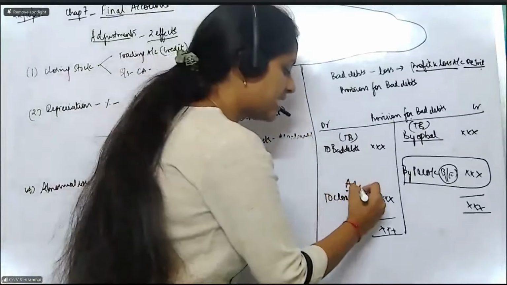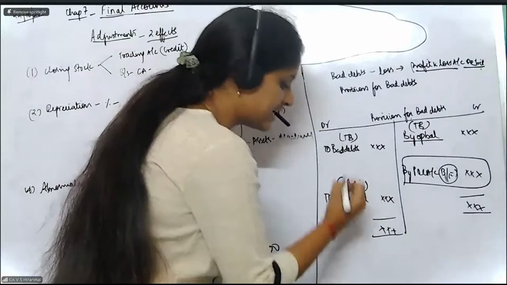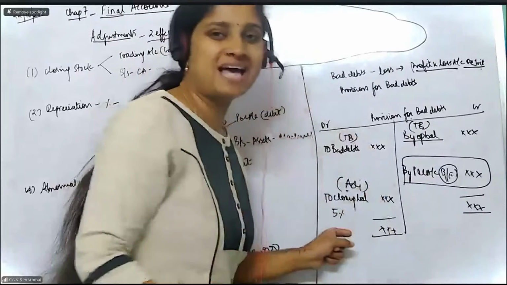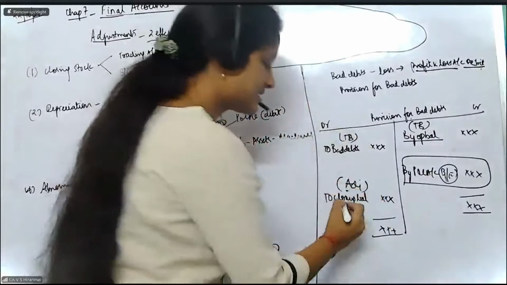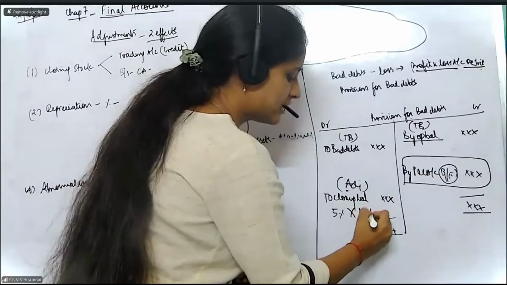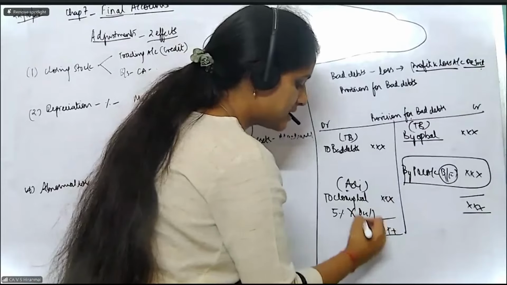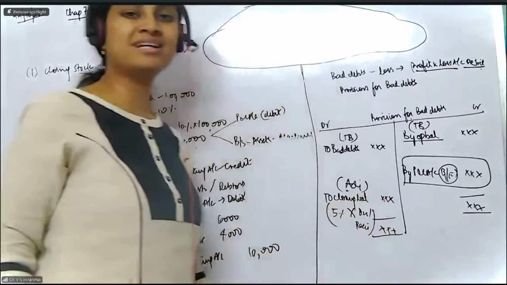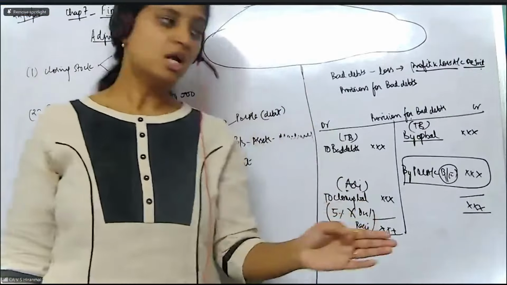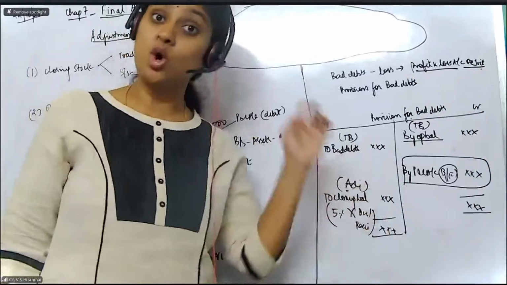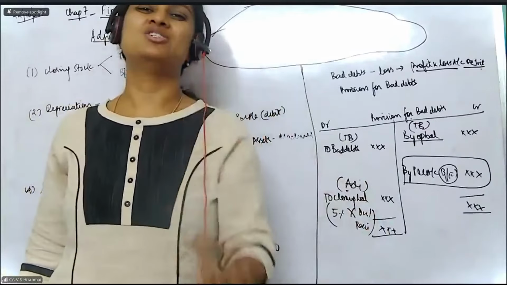This is the adjustment. They will say create 5% as the closing balance, on what balance? On the debtors. Whatever is the debtors or the receivables balance, you have to create 5% on it. I'm just giving you an example. It can be 10%, 2%, whatever. So create this. So this will always come in the adjustment.